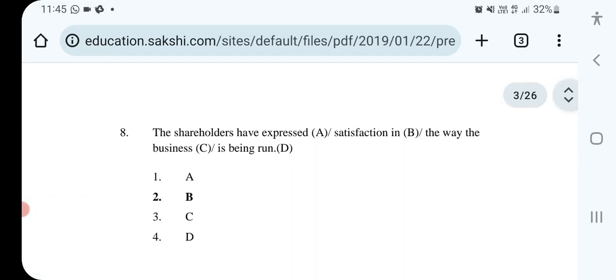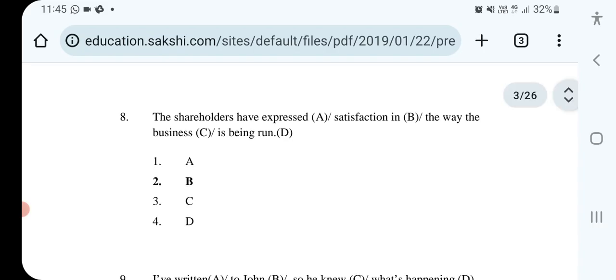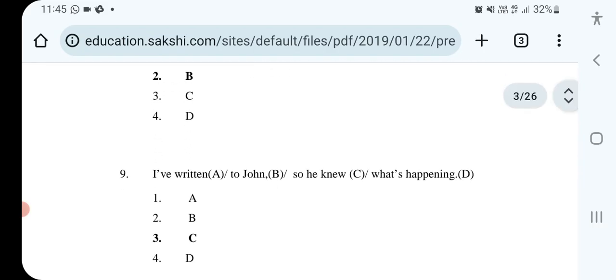Now let's go to the next question. The shareholders have expressed satisfaction in the way the business is being run. The shareholders have expressed satisfaction. The should be there before satisfaction. So part B, option 2 is the right answer.